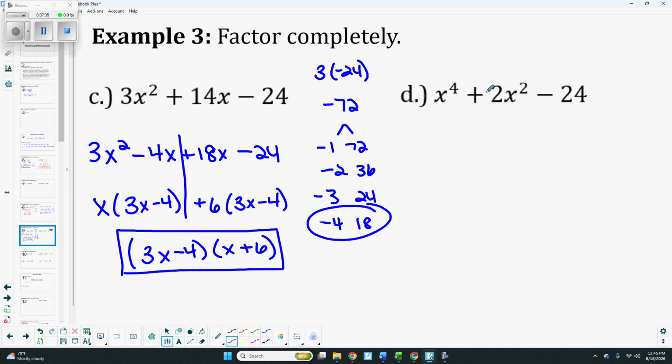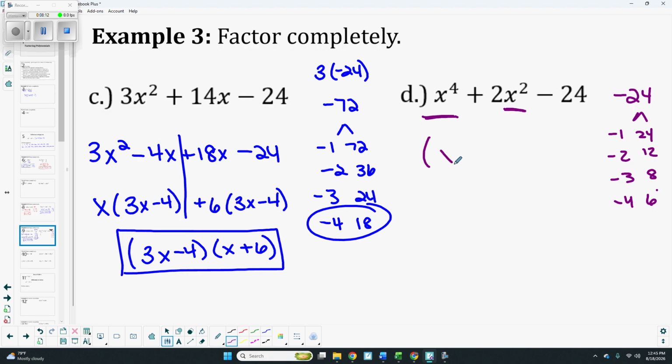For D, I have 3 terms again. I'm starting with an x to the 4th, but I don't have a GCF to take out. As long as the middle power is exactly half of the even first power, we can treat it as if it's quadratic. But instead of using x's, we're going to use whatever half of this was. So we're going to use x squareds instead of our x's. So that means I'm still going to find the 2 numbers that multiply to negative 24 that add to positive 2. Right? If we go through, negative 4 and 6 is it.